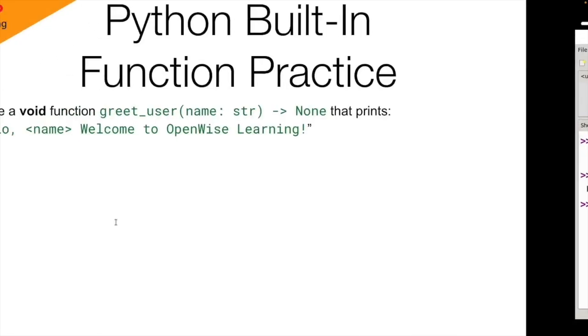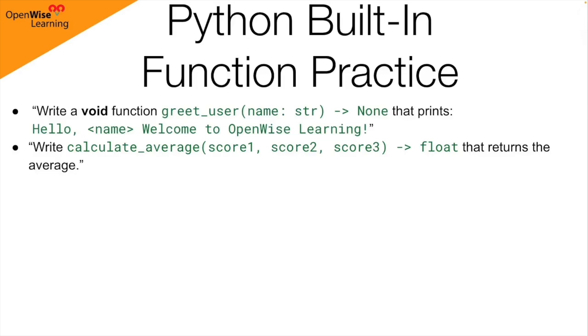Okay, all right. Next, write calculate_average. You can take 3 scores. It's going to return a float, which is going to be the average of those 3 scores. So pause the video and try it yourself.